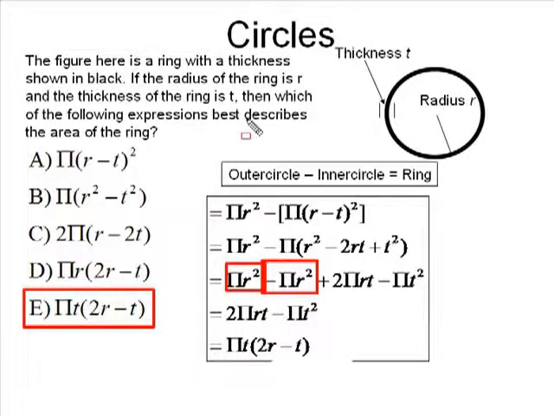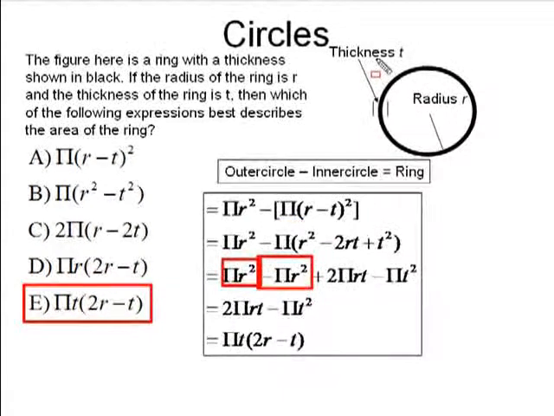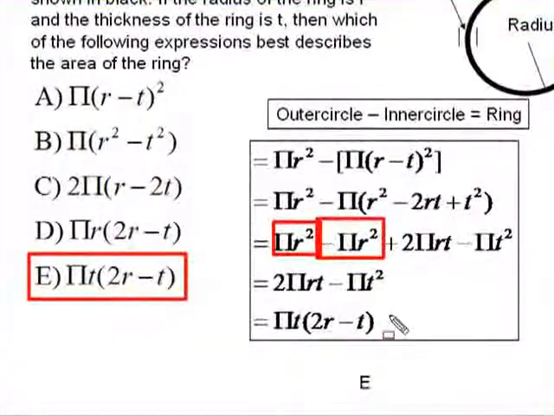And you have to look at the question, right? The question says, which of the following expressions best describes the area of the ring? So the area of the ring is always empty in the middle. So in order to find the area of the ring, you have to find the total outside area minus the inside area to get the ring. So here it is. The mathematical equation reduces down to pi t times 2r minus t, and that is answer choice E.